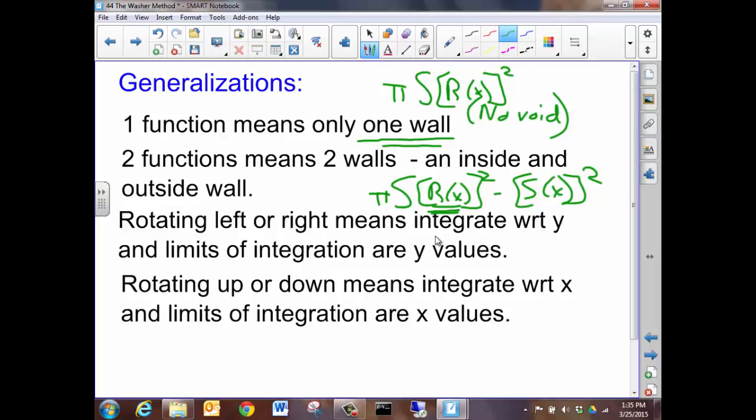Rotating left and right, this way, this is left and right, okay? That's with respect to y. Rotating up and down means that we're integrating with respect to x. Those two are easy for students to get at.